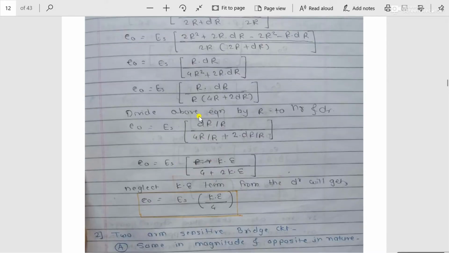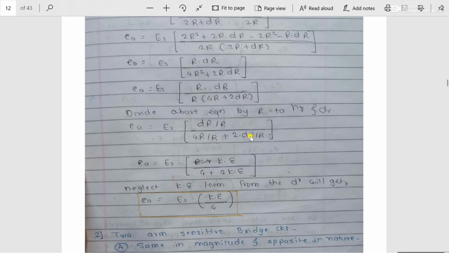So wherever the delta r upon r terms are present, this particular delta r upon r term is replaced in the form of k into epsilon. So our next equation becomes E0 is equal to Es in bracket, this delta r upon r is replaced in the form of k into epsilon. So at the denominator this r will get cancelled, only 4 is remaining.